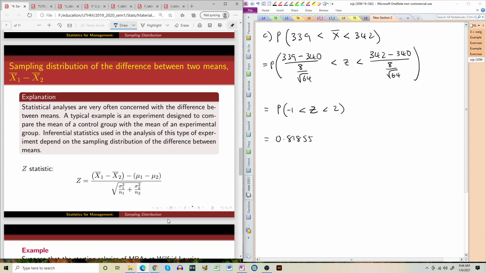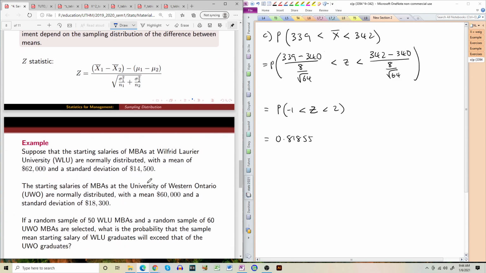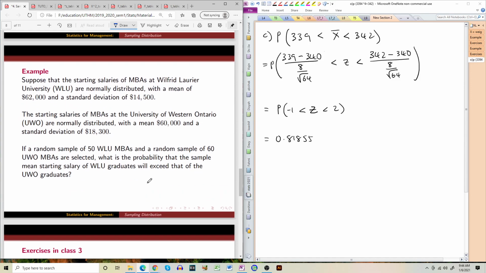Now the next part is sampling distribution. I suppose you guys have done the previous one, so we are moving to the next part now. Sampling distribution of the difference between two means. Okay, I am not interested in showing you the formula. Let us do an example.